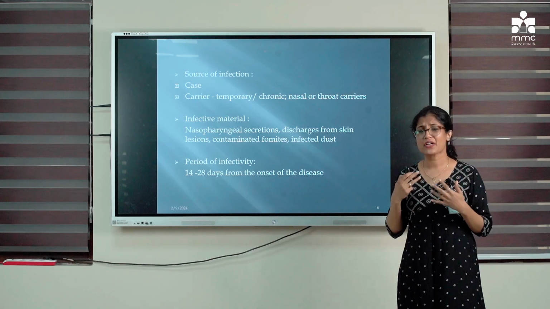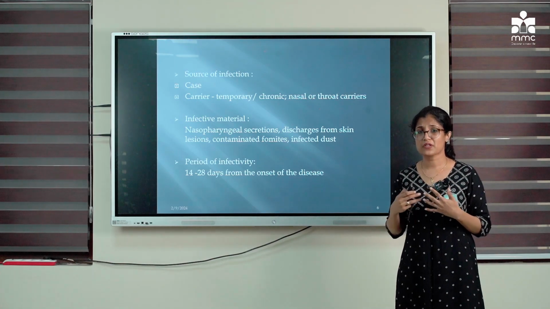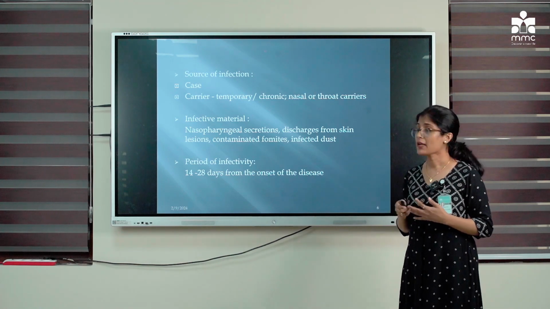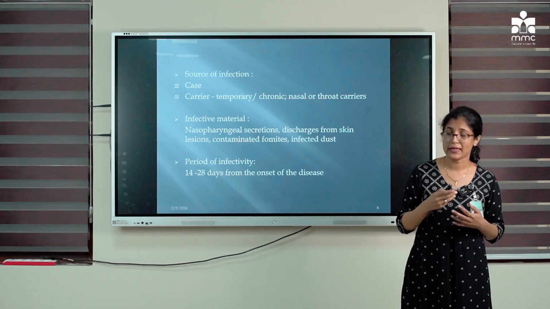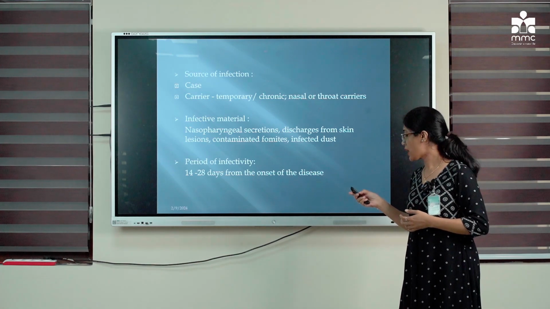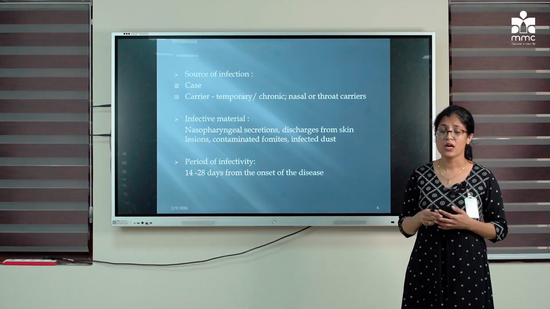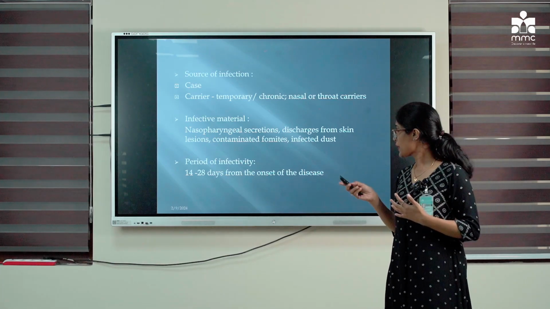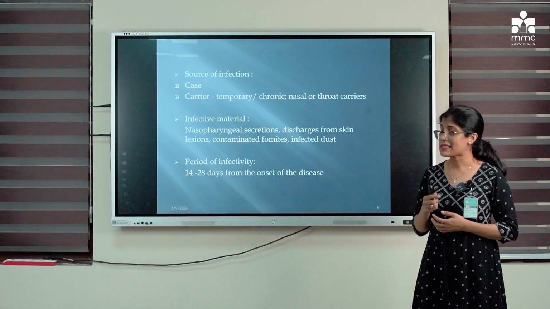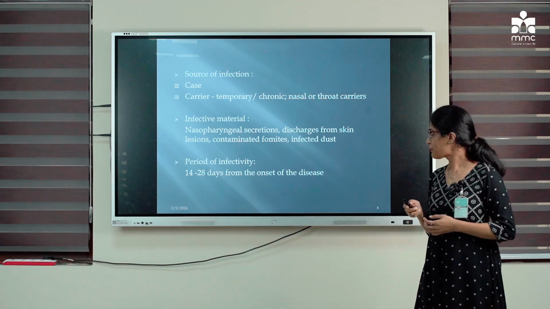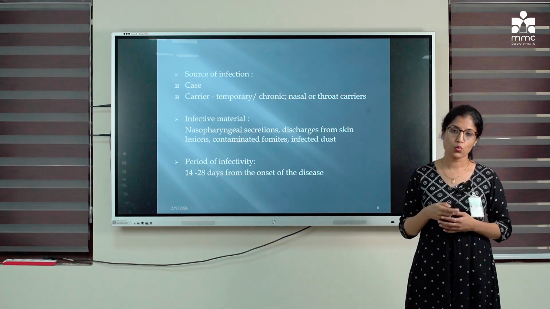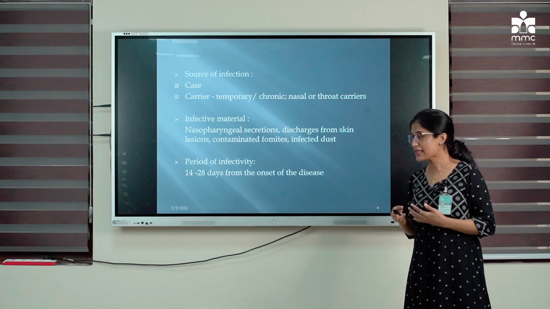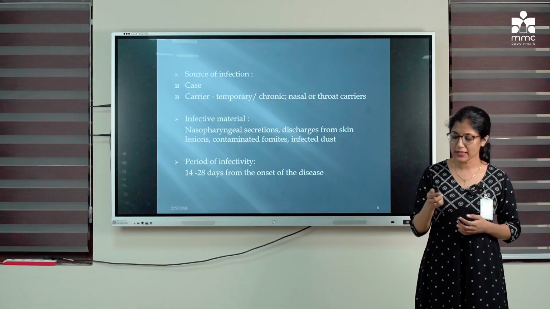There are different types of carriers. In the case of diphtheria, it is mainly temporary or chronic carriers, and they can be either nasal or throat carriers. Now what are the infective materials? The infective materials include nasopharyngeal secretions, discharges from skin lesions, contaminated fomites, and infected dust. What is the period of infectivity? From the onset of the disease, it is 14 to 28 days.